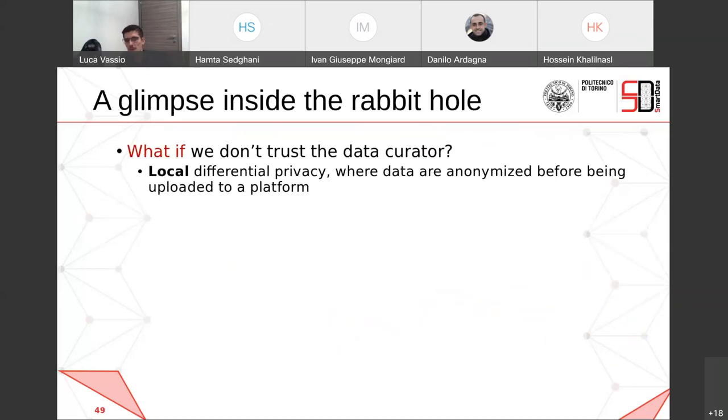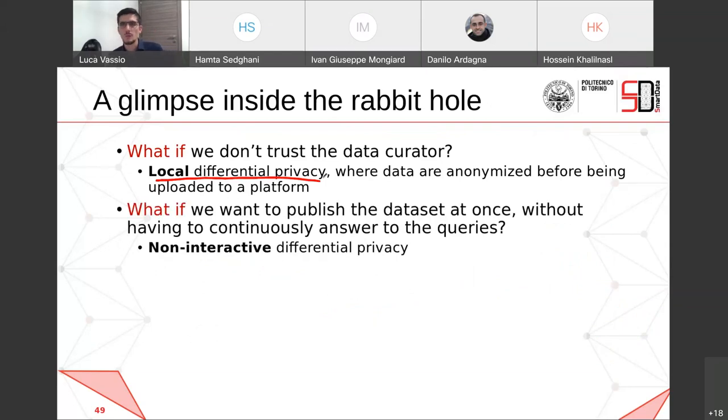So differential privacy is a huge research field nowadays, and we have a lot of different options, just for you to know. What if we don't trust the data curator? There is something called local differential privacy, where you are basically adding noise before entering the database. What if we want to publish a dataset at once, so we don't really want to do the queries in an interactive way? There is a so-called non-interactive differential privacy where you are actually releasing everything.